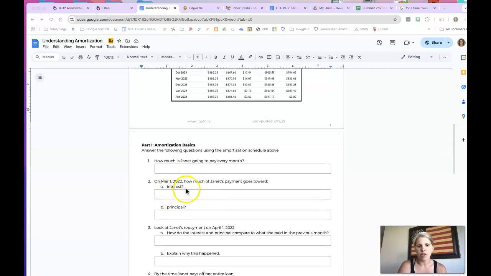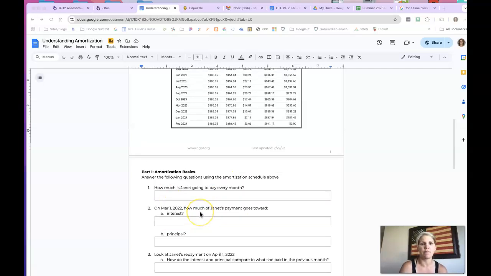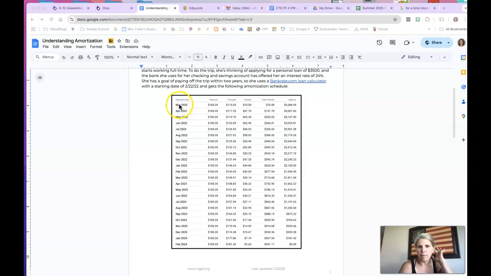Okay, then on March 1st, how much of her payment went towards the interest, the principal. So her first payment here, we can see, like I already pointed out, interest, she paid $70 and $115.05 went towards the principal.